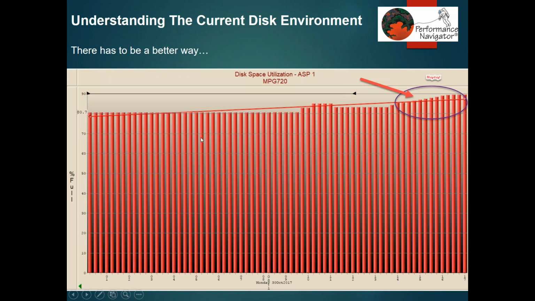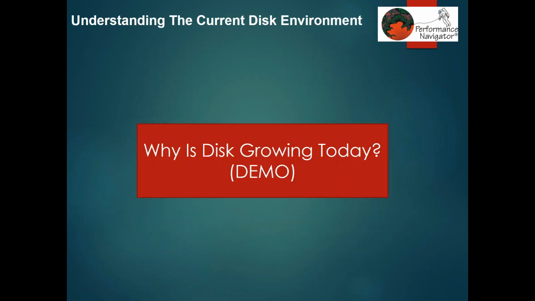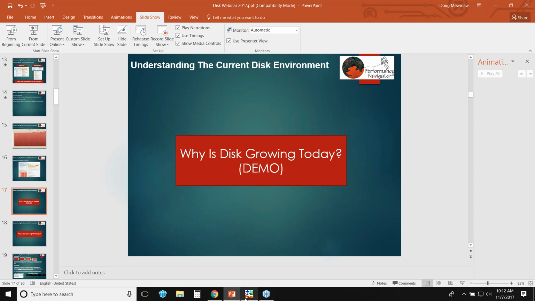So when you get a current day graph where it's going up, up, up, up, now there's a better way to figure out what's going on. And now we have a new option under disk where it says, why is disk growing today? How easy is that? So I'm going to show you that in a demo, and I'll show you how easy it is.